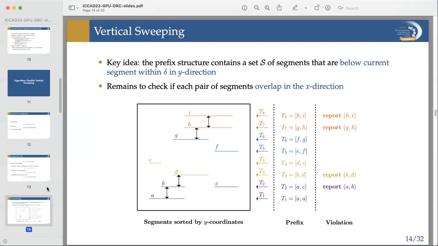And we are going to use this strategy to do vertical sweeping for our distance check problem. The key idea here is that the prefix structure actually contains a set of segments that are below the current segment within delta in the y direction. So we are going to construct these prefix sums for each segment using our parallel sweeping algorithm. Because this prefix structure deals with the y direction, it remains to check if each pair of segments within the prefix structure overlap in the x direction. If they overlap in the x direction, they are actually the violations we are going to report.